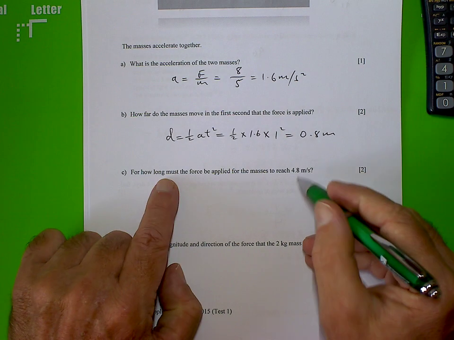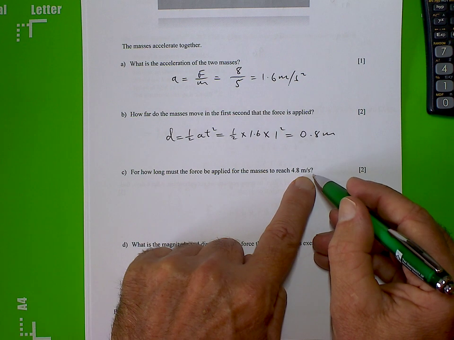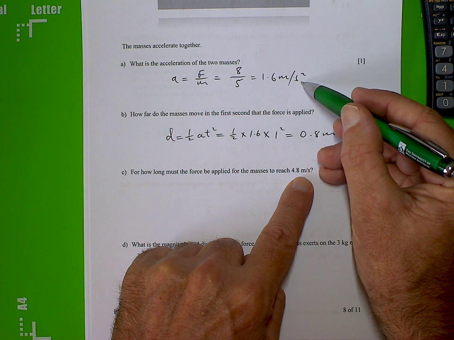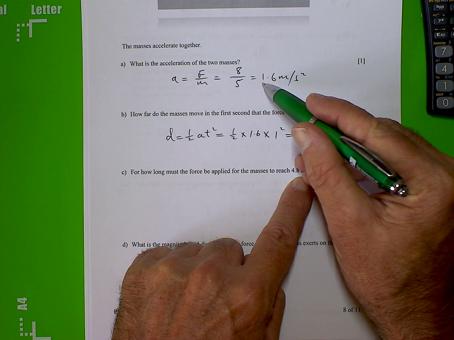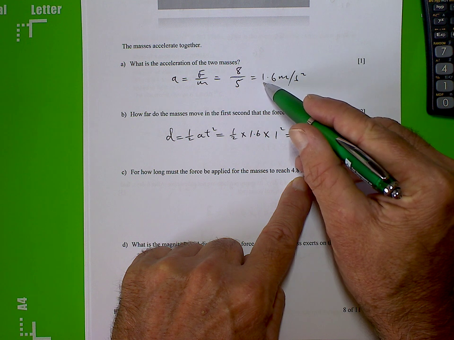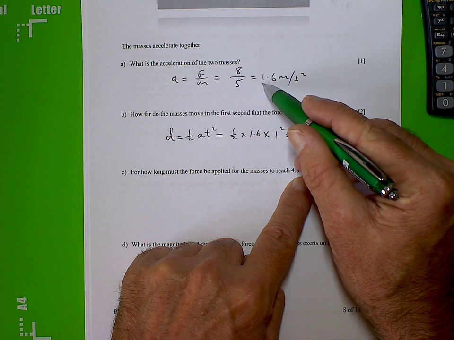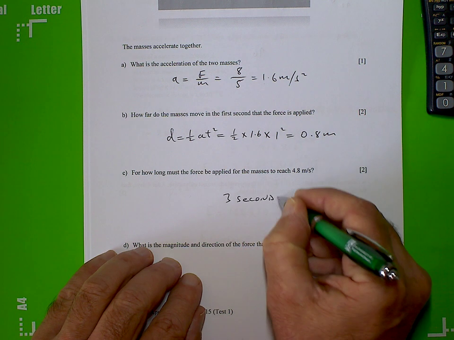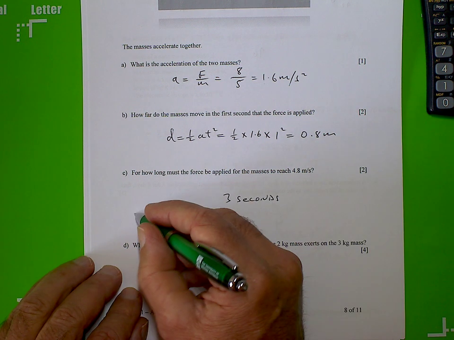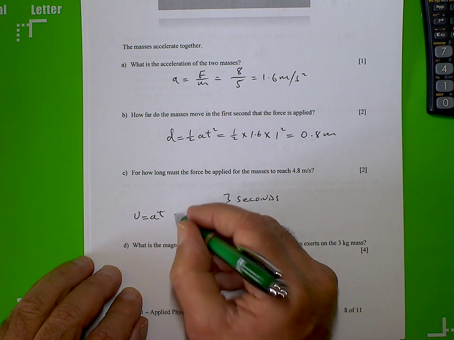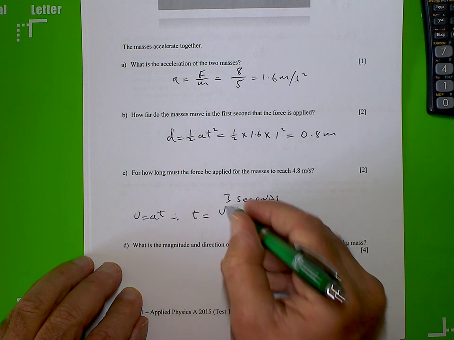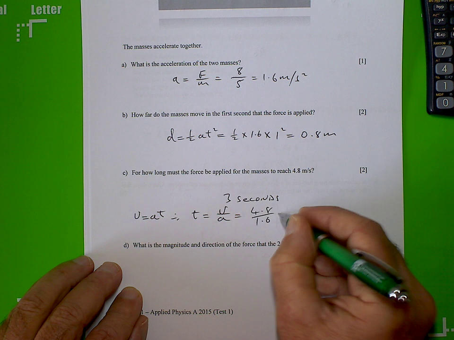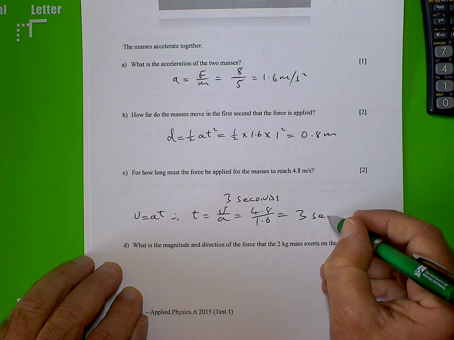How long must the force be applied for the masses to reach 4.8 meters per second? Well, they get faster by 1.6 meters per second every second, so 1 second 1.6, 2 seconds 3.2, 3 seconds 4.8, so it's 3 seconds. Or, if you want, v equals at, therefore t equals v over a equals 4.8 over 1.6 equals 3 seconds.